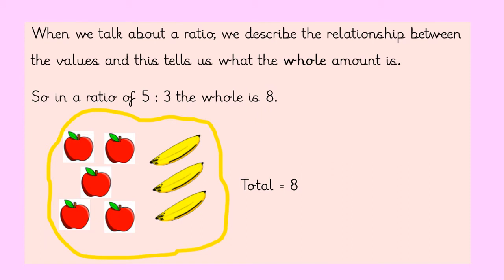When we talk about a ratio, we describe the relationship between the values, and this tells us what the whole amount is. So in this picture, there's a ratio of 5 apples to 3 bananas, a ratio of 5 to 3, so the whole is 8. There are a total of 8 pieces of fruit.